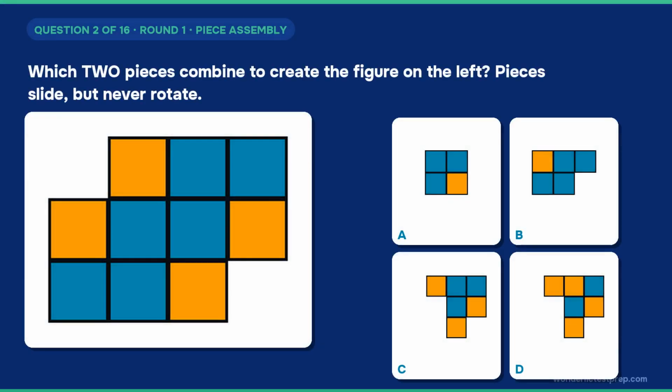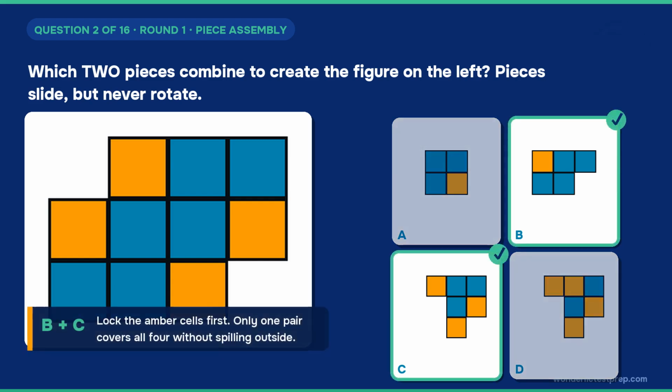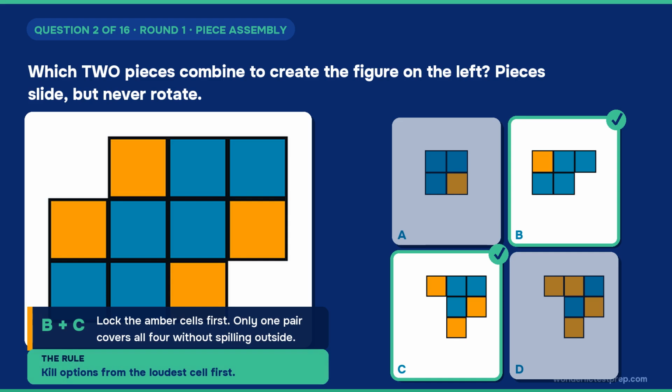Question 2. Which 2 pieces combine to create the figure on the left? Pieces slide but never rotate. 10 seconds. B and C lock the amber cells first. Only one pair covers all 4 without spilling outside. The rule, kill options from the loudest cell first.